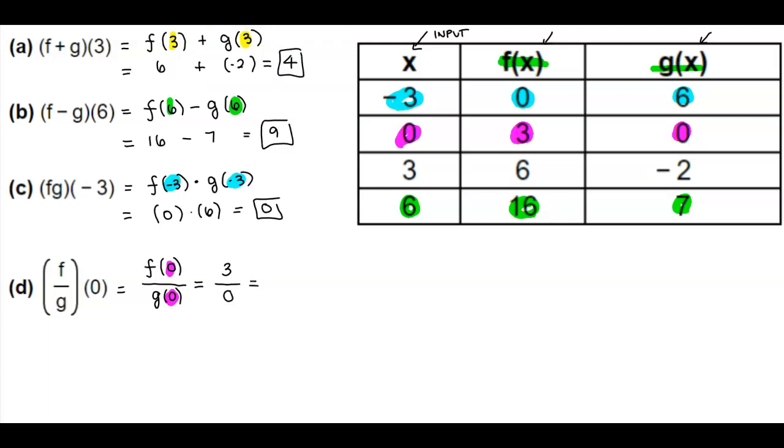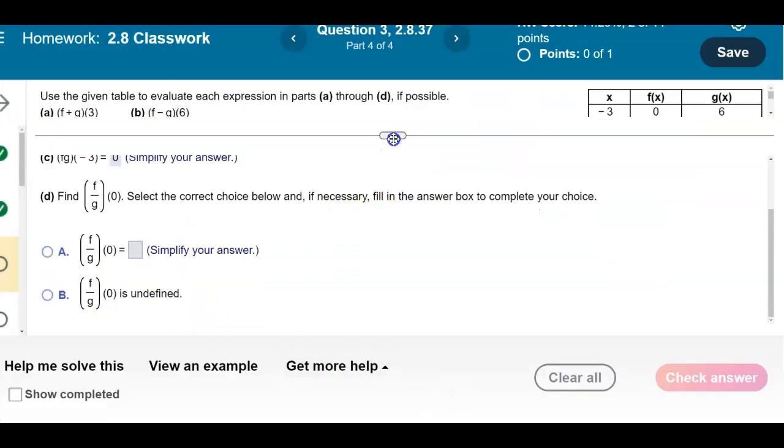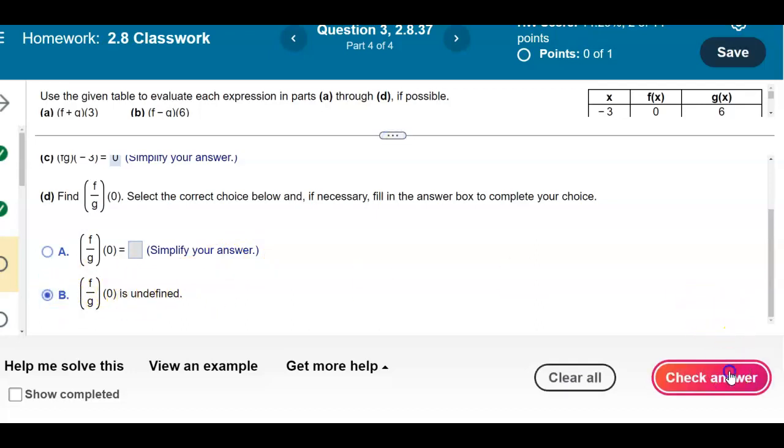So remember, the opposite of division is multiplication. So if you wanted to say, okay, 0 times what is going to give you 3? Well, there isn't a number. So that means that this would be undefined. So therefore, we have to look for that option here. So we do not have an answer, which means B is going to be the correct answer, which would be that it's undefined.